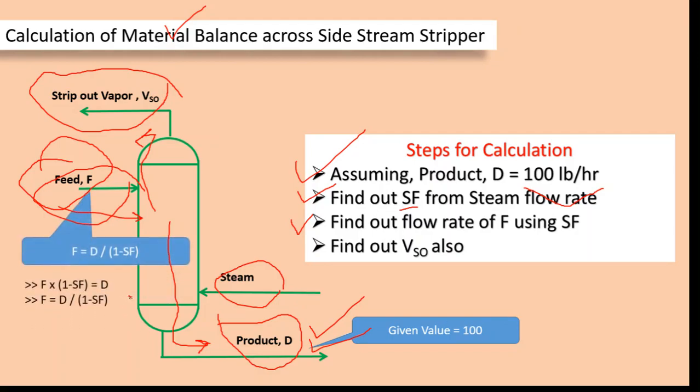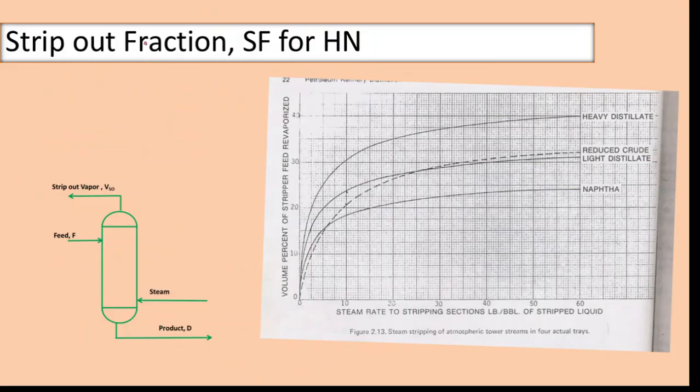Now let us look at how to find F. F can be calculated with this simple formula: D upon 1 minus SF. D is given, and SF is found with the help of the graph. This is the basic definition: F times (1 minus SF) is equal to D, so F is equal to D upon 1 minus SF. The remaining, VSO, is F minus D: the amount of feed minus the amount of product gives the VSO. So this is the step. Now let us take the example. Before the example, how can we find the SF? This is a graph for the calculation of SF.